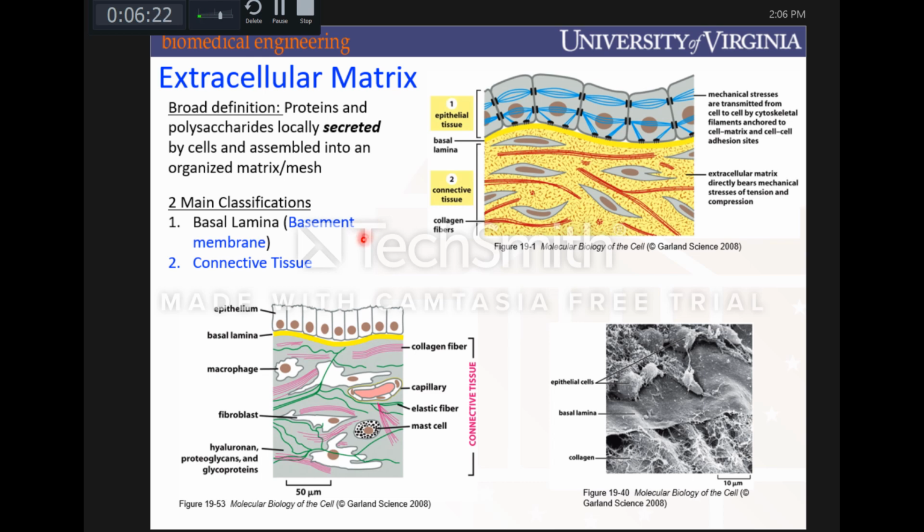a nice 500-page textbook. Main classifications that we're going to talk about today are basal lamina, otherwise known as basement membrane, and connective tissue. So real quickly, the basal lamina, you'll find it underneath or separating different areas of tissue. The most classic is epithelium, so your skin, or say the lining of your gut or the lining of your lung.